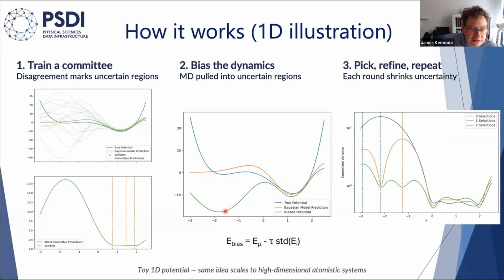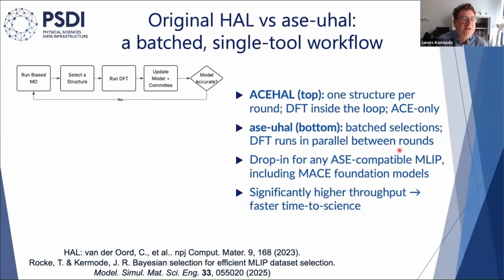And then we pick out a configuration that has large uncertainty. We could do one, we could do two at a time, we could do multiple. We add them to our training set and repeat. As I said, the key change between ase-uhal and the original HAL approach is that in the original HAL approach, the schematic is something like this.